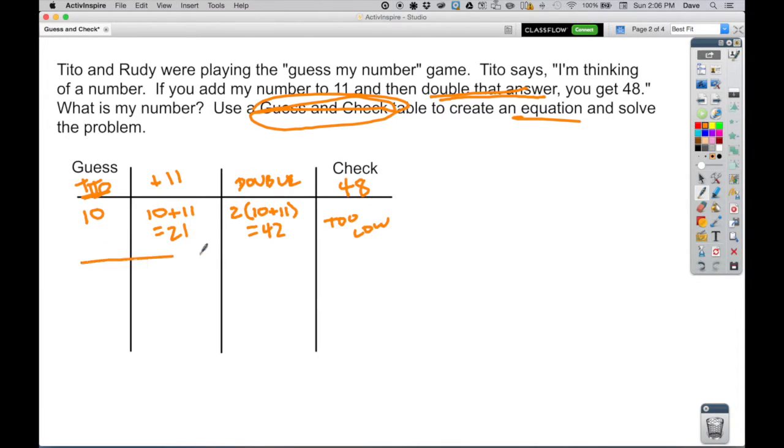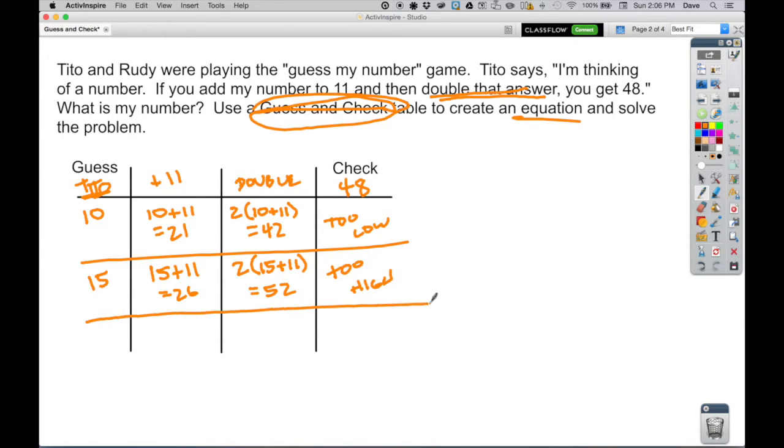All right. So we make another guess. In this case, let's guess higher. 15. So if you take Tito's number and you add 11 to it, which gives us 26, and then you take that and double it, so 2 times 15 plus 11, the original guess plus 11, we get 52, which is too high. All right. Now we make one more guess.